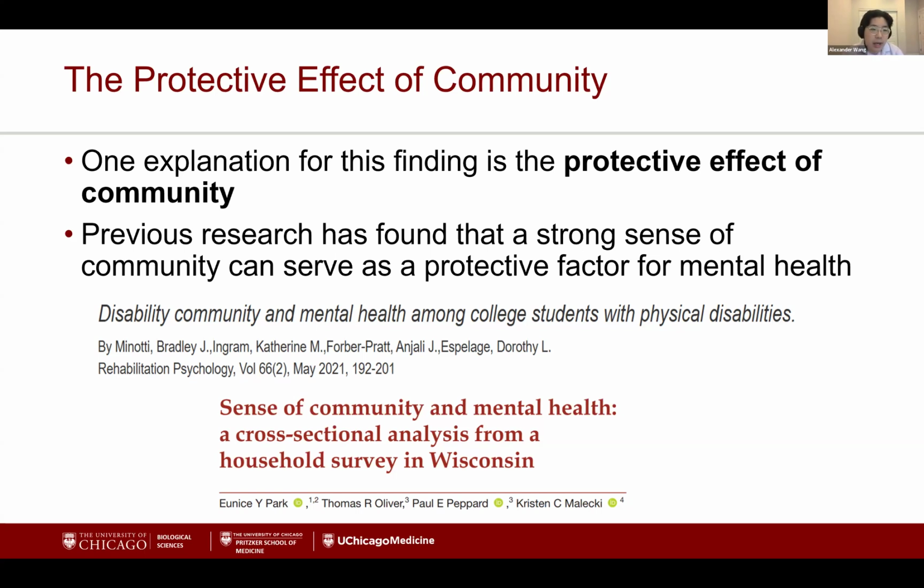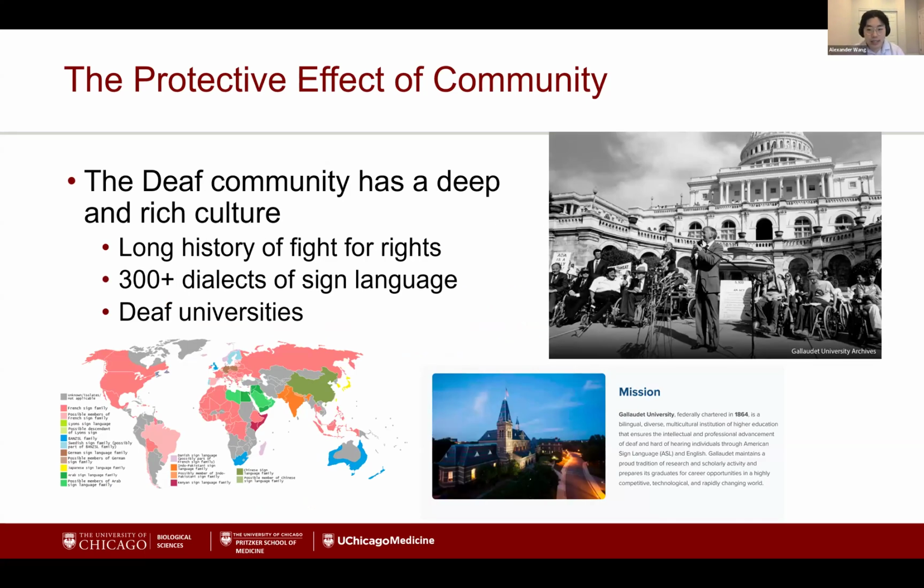And some of these studies, the one on top in particular, looked at college students living in a dorm that had a disabled community. And they found that it was a really good protective factor for mental health. If we jump outside of the study and dig deeper into this idea of community as a protective factor, I'll use the deaf community because we're talking about hearing disability, and it has a very deep and rich culture. In the time period following the American Civil Rights Movement, many deaf activists used this momentum to fight for civil rights and recognition of deaf culture, right?